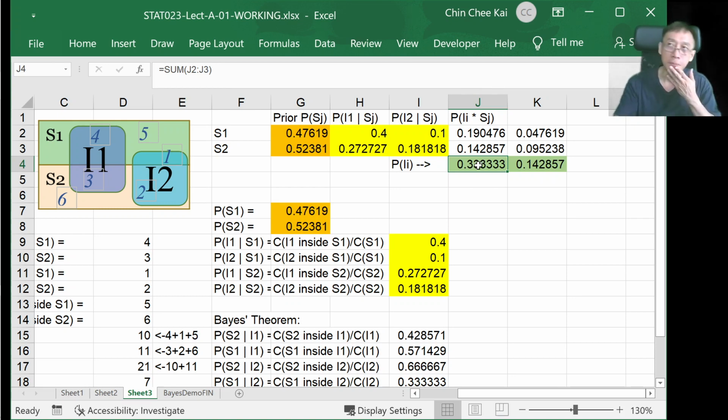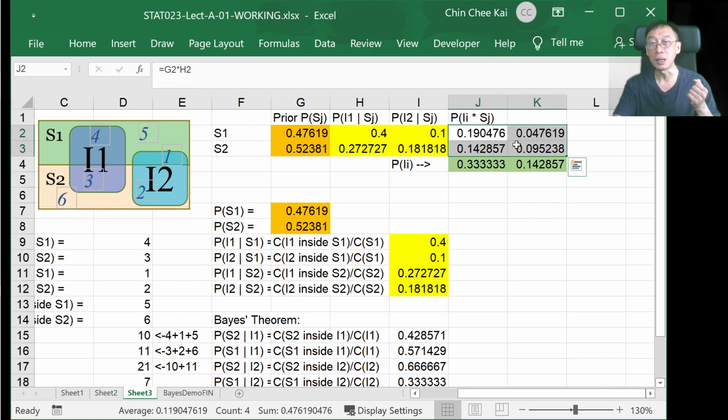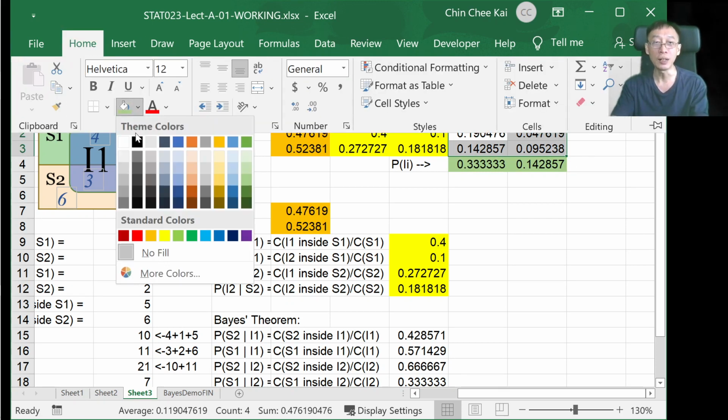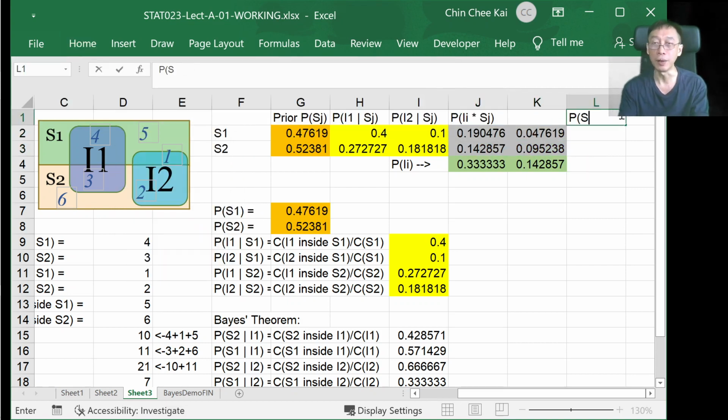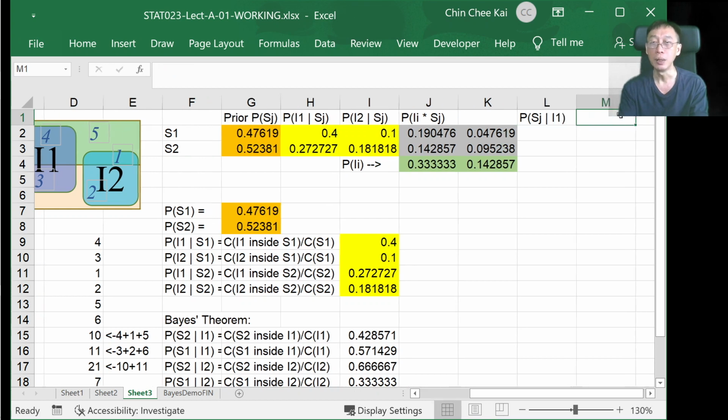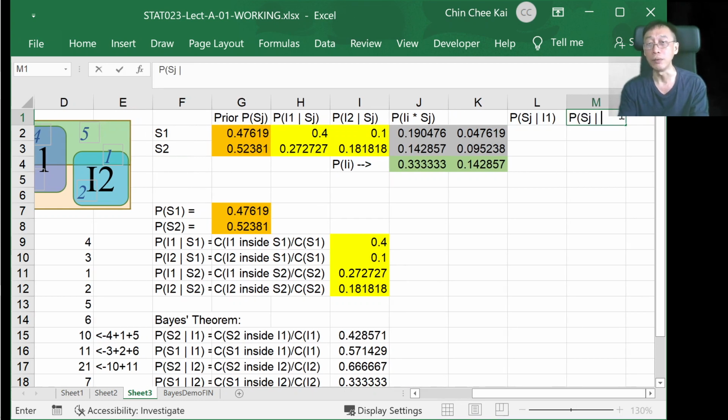So if we wonder, will this consultant predict S1 or S2? Well, over here we can tell it is more likely, right? Twice as likely that the consultant will predict S1. Okay, so all these are intermediate calculations, and that will lead us to the final Bayes' theorem, where we have P of Sj given I1, P of S1 and S2 given I2.